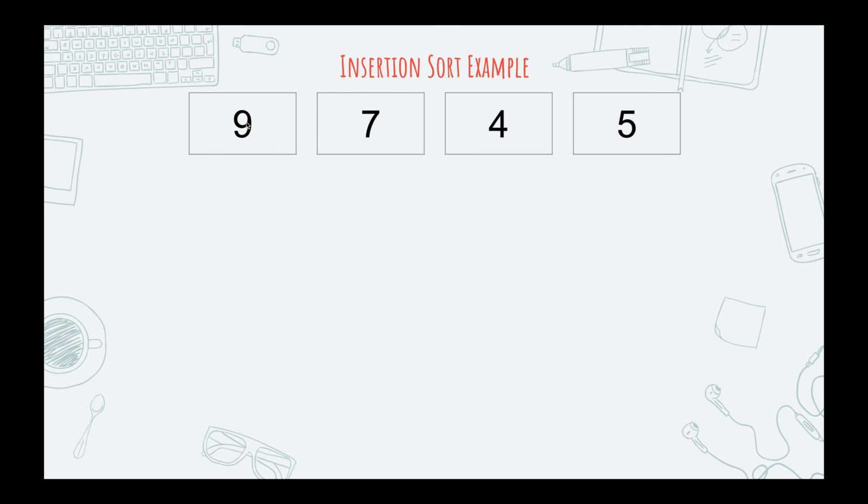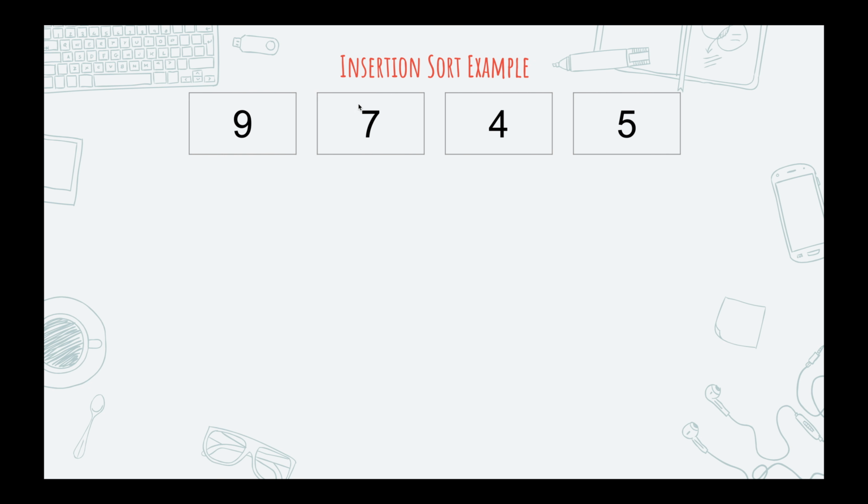So what happens is that 9 gets sorted with respect to itself. So 9 is going to remain there. So we could say that at the first iteration, 9 is the only part of our sorted array, while 7, 4, and 5 are part of our unsorted array.